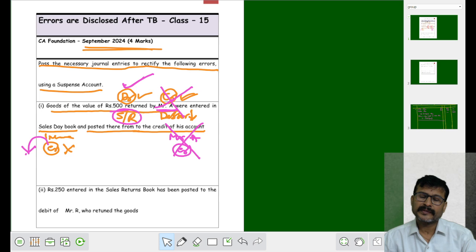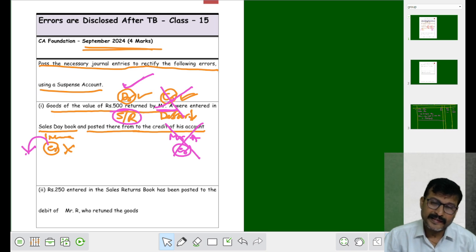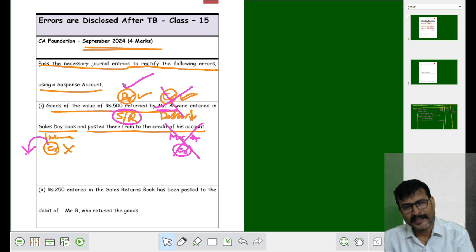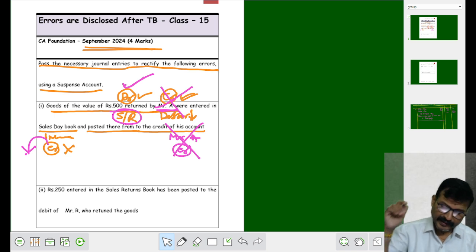Instead of taking it in the sales returns book, he has taken it in the sales book wrongly. However, Mr. A's account is correctly credited. So Mr. A is to be ignored. See the next one. Have concentration.